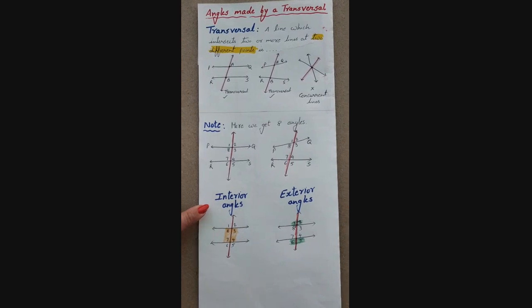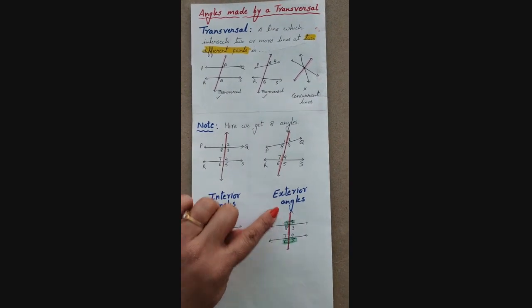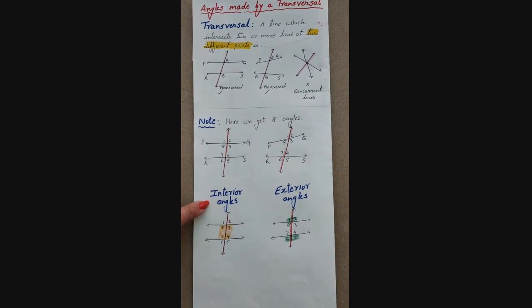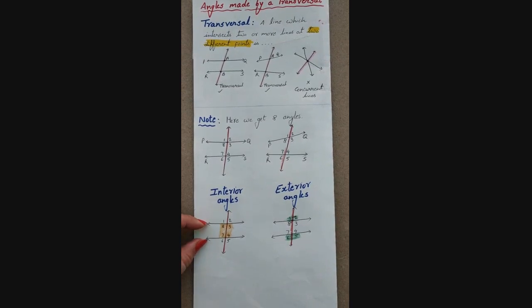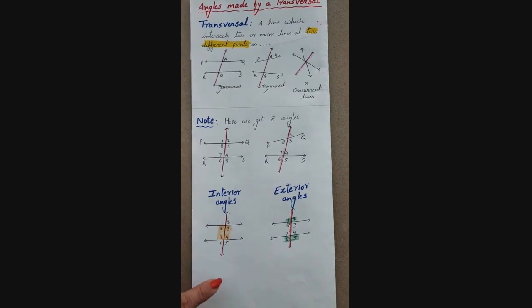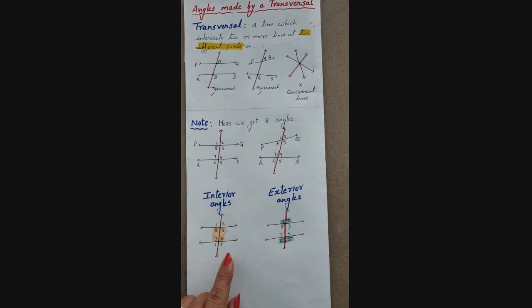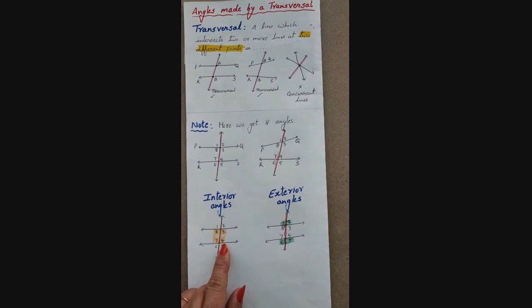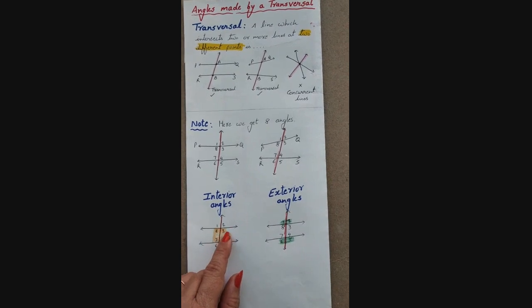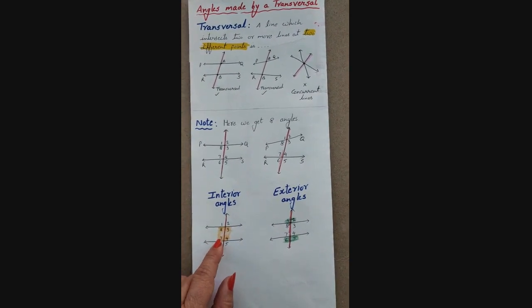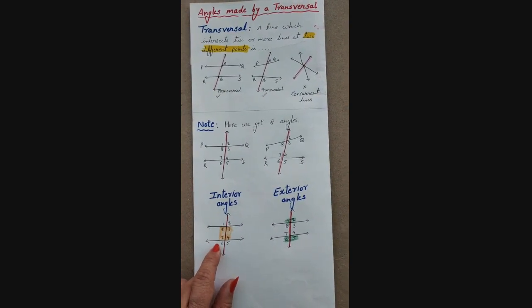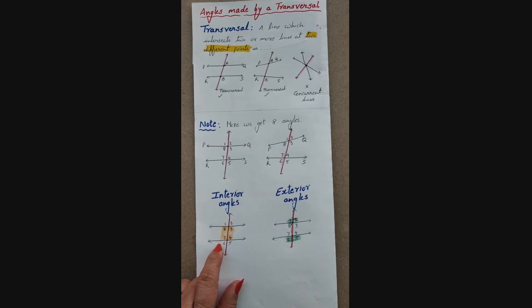Now the next point is interior angles and exterior angles. What are the interior angles? These two lines are given and one is the transversal line. So between these two lines, 4 angles are there: angles 3, 4, 7 and 8. They are inside these two lines, so we call them interior angles.